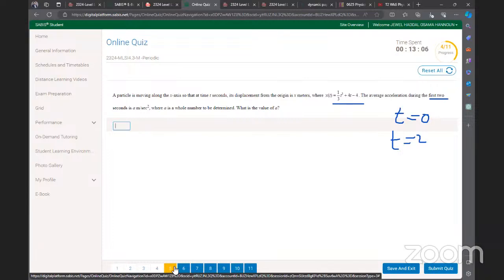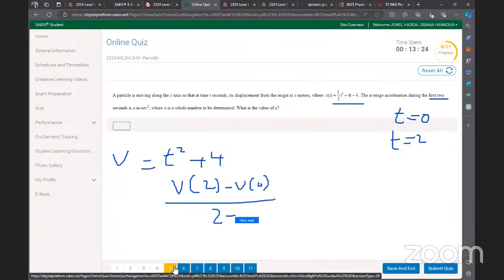So now, if you want to get the average acceleration, you know what to do. You get the velocity first. 3 times 1 over 3, so it will be t power 2 plus 4. So this is v. And then I will do v of 2 minus v of 0 over 2 minus 0. That's it.